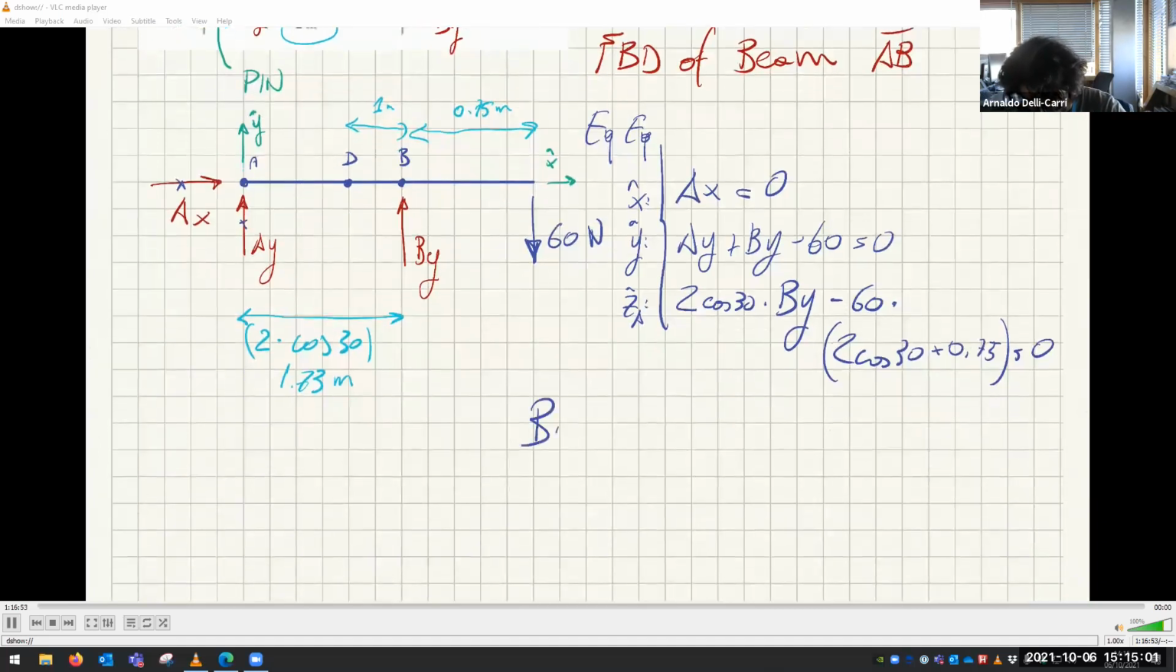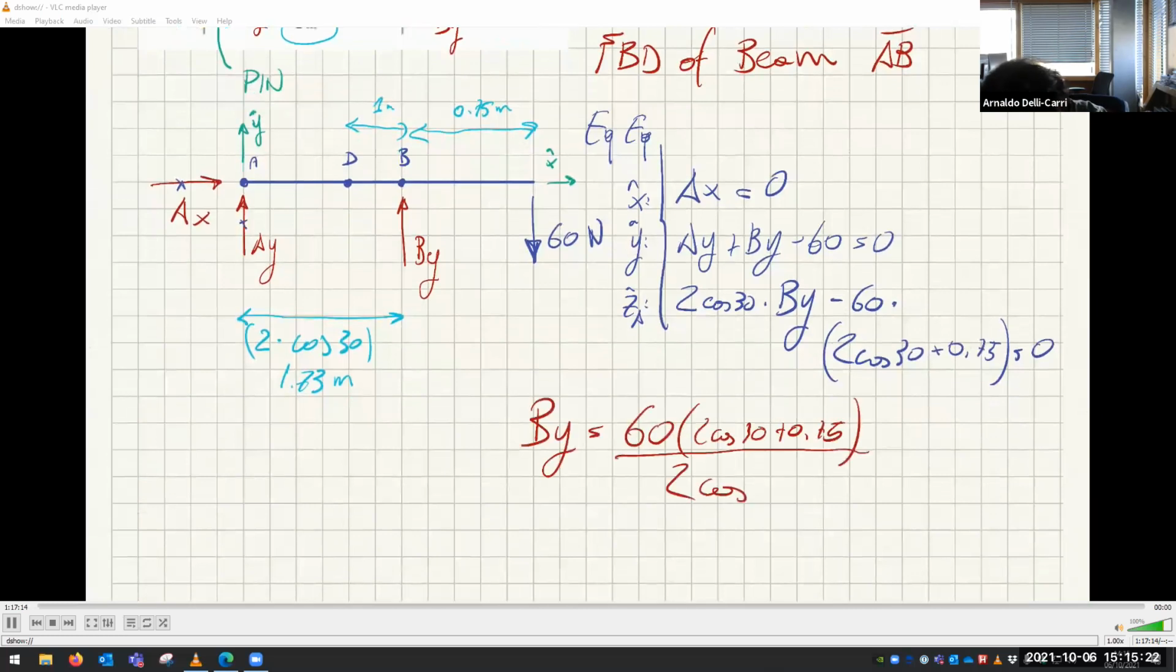By is, let me do this in red. So as a result, we get that By is 60 times 2 cosine 30 plus 0.75, divided by 2 cosine 30. That's equal to, can you do this calculation for me, please? I'll try to do this using the calculator I have here.